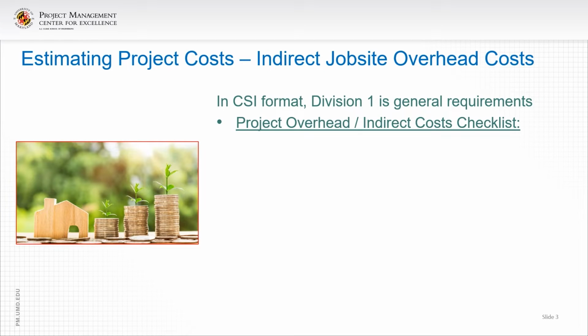Project overhead or job site indirect cost checklists include staffing: superintendent, project manager, office and field engineers, administrative staff, safety, quality control personnel, and security. Travel. That includes local travel, parking, and distance travel, for example, to manufacturing plants and other locations around the country where you need to find out about productivity in manufacturing.